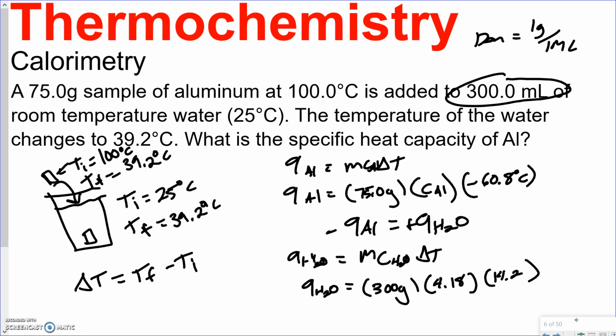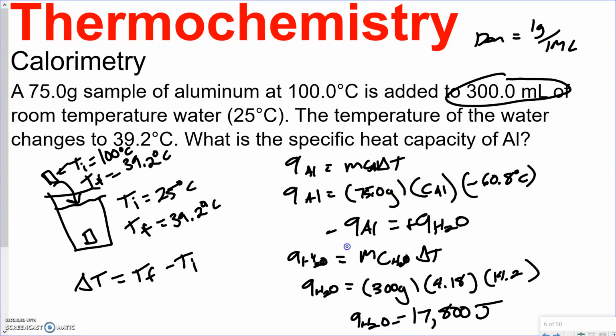So now we just solve it out. So we have 300 times 14.2 times 4.18. And that's going to give us a Q for water equal to 17,806, and with, let's say, 3 sig figs because of our temperature change, because technically this is going to be 4 sig figs because it's 300.0. I just didn't put it down here correctly, but we'll do 3 sig figs. So 17,800 joules. Okay, and of course that again is positive as we've already discussed.